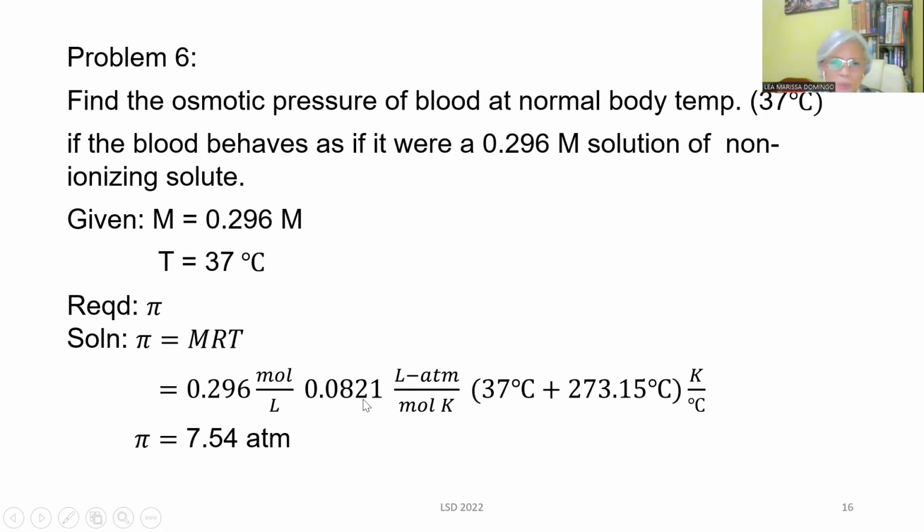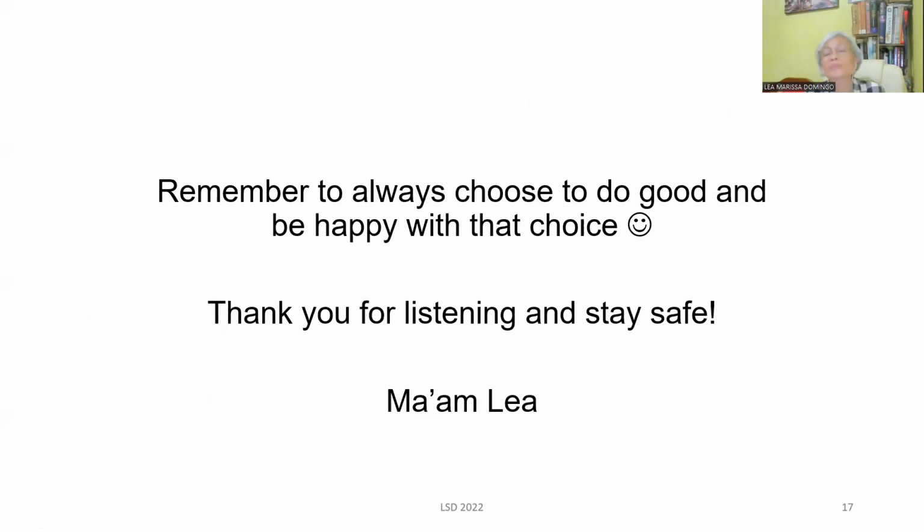R is 0.0821. So yung temperature in degrees Celsius, convert natin sa Kelvin by simply adding 273.15. Okay? Mole divides itself, liter divides itself, Kelvin divides itself. That's equal to 1 times atmosphere. So the final unit is atmosphere. So the osmotic pressure is 7.54 atmosphere. Okay, so that's it.